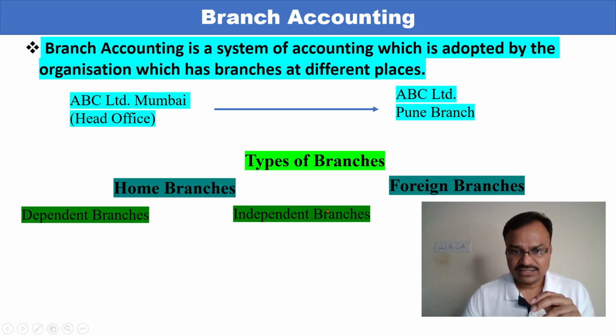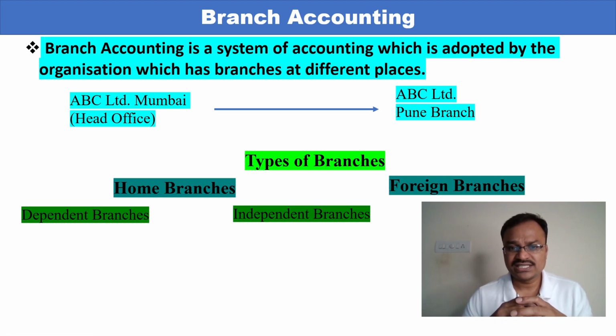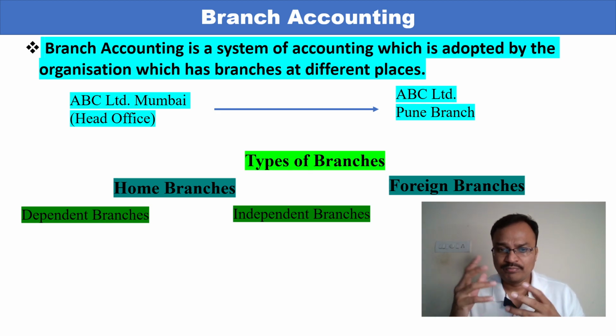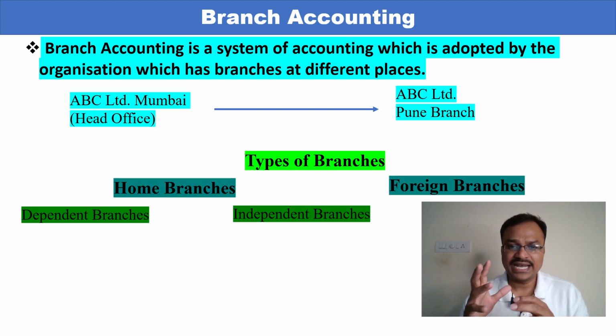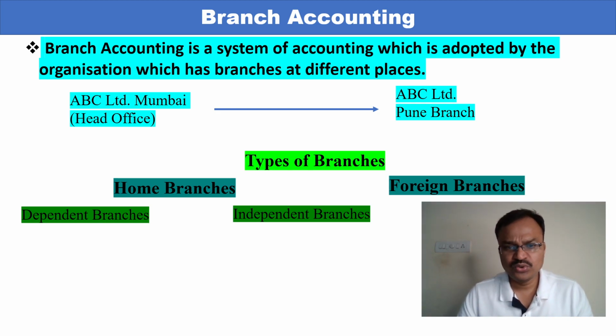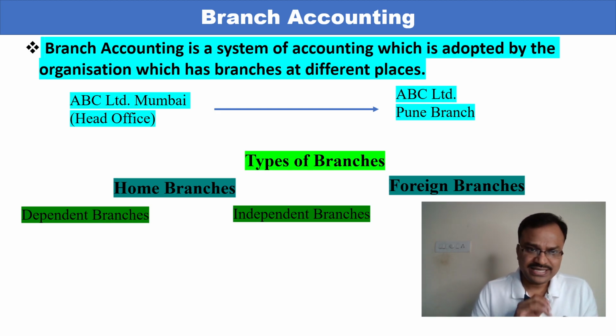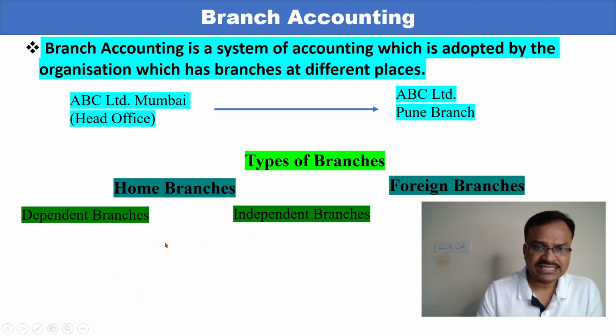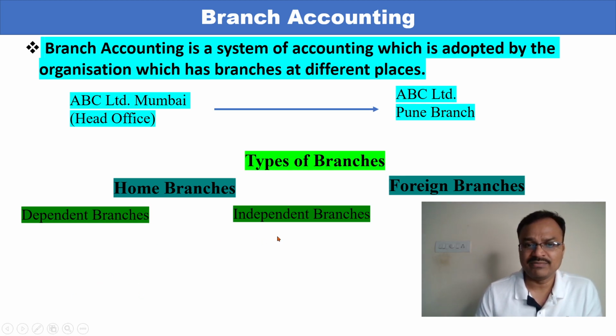But on the contrary, independent branches, the word itself says that they are independent. It means they are allowed to make purchases from the open market, and they can make payments for various expenses. So they are not dependent on the head office for goods and for various things like meeting the expenses at the branch, right? So mainly, home branches are classified as dependent branches and independent branches.